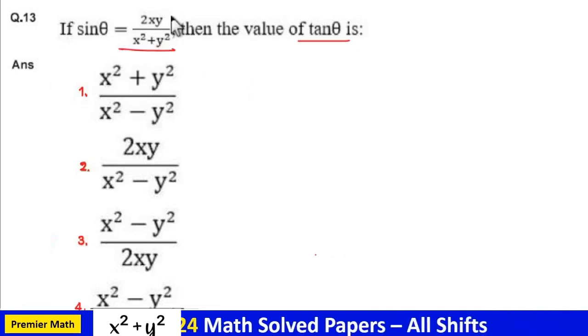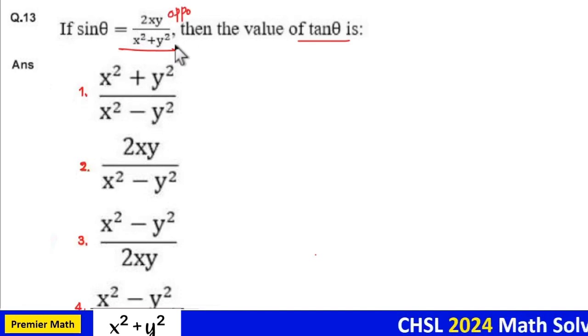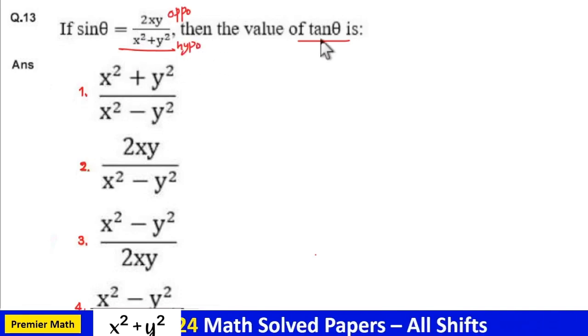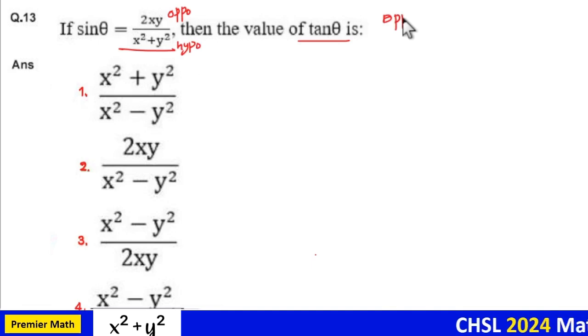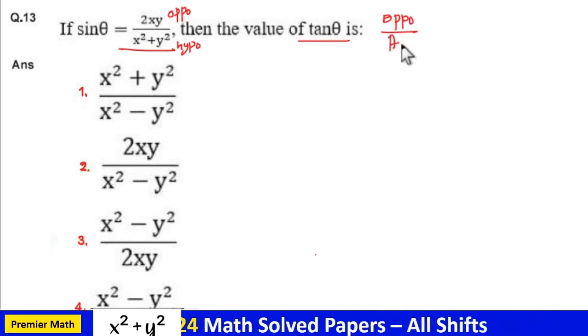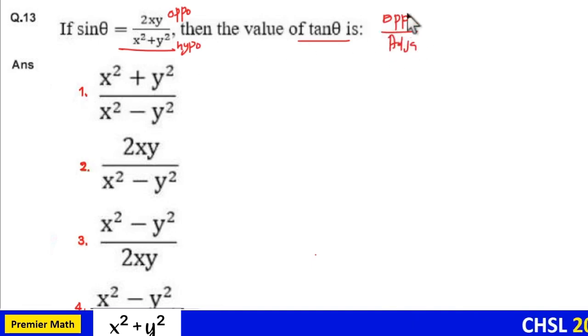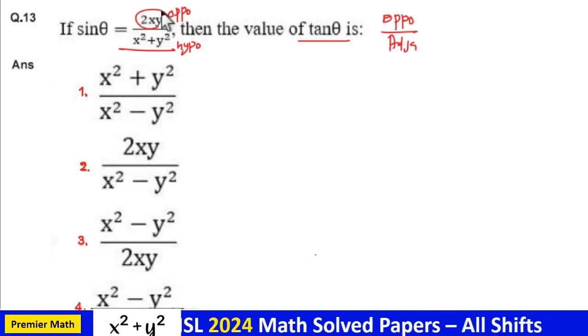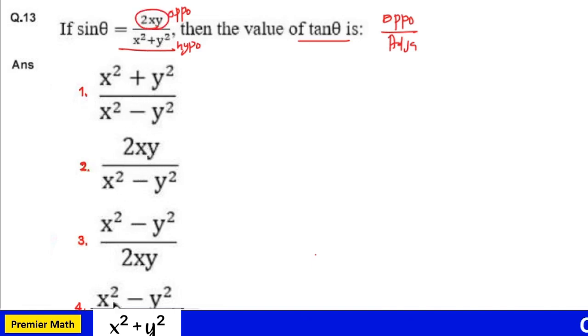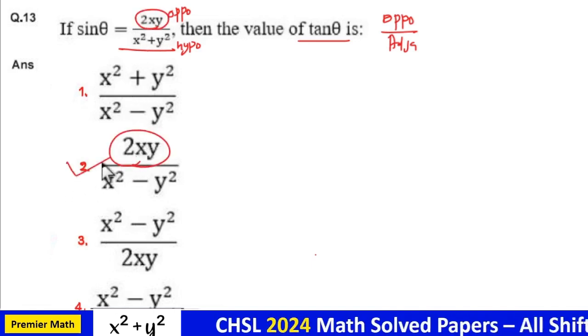If sin theta is 2xy by x square plus y square, then the value of tan theta is? Sin theta means opposite side by hypotenuse. Now tan theta is opposite side by adjacent side. Now you can see opposite side is in the numerator, that is 2xy is in the numerator. Here if you look at the options, option 2 is your answer.